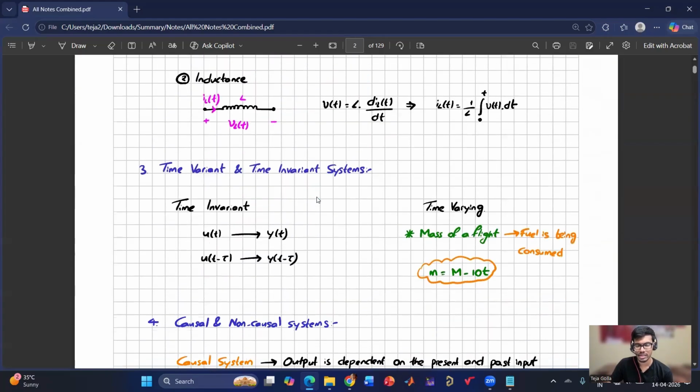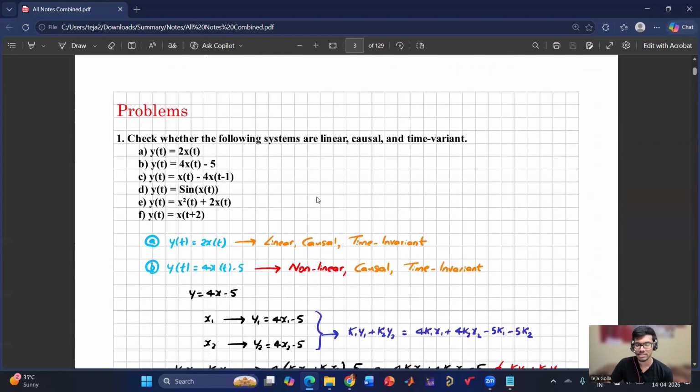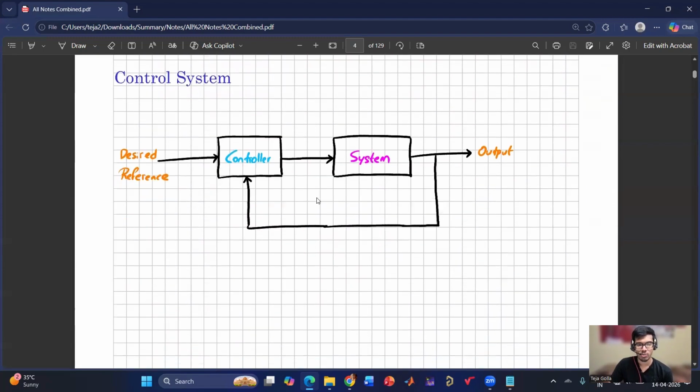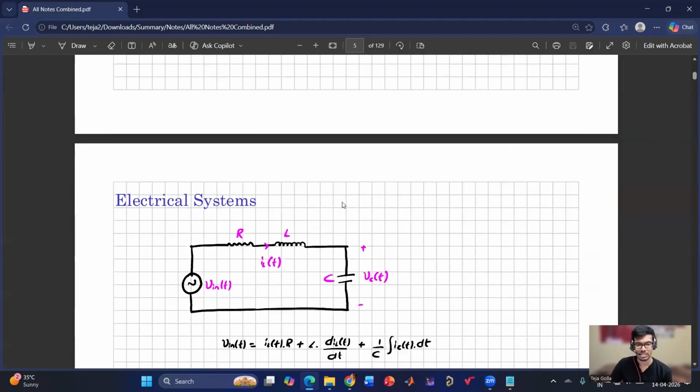So that is a very tricky thing because it seems like it is linear, but it is not. Then we have discussed the control system. What does a control system have? Basic controller as well as system. In the future, we will discuss more detail like feedback, sensing, disturbance, etc.